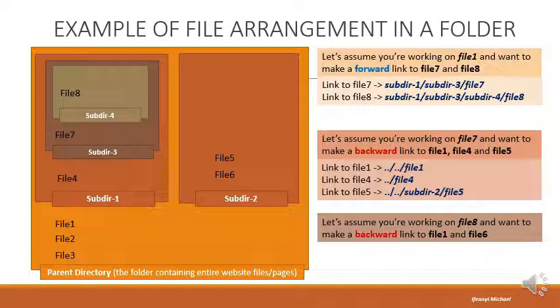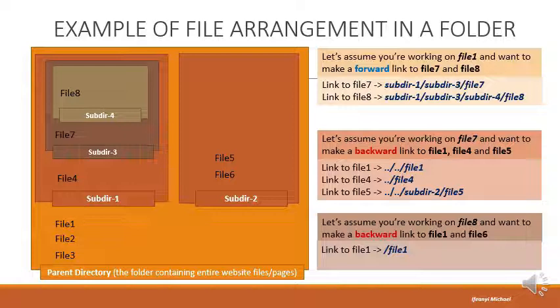Alright, we are inside file 8. I remember file 8 is deeply nested. So we don't want to take the stress or the pain of using double dot slash, double dot slash. All we need to do at this point is just introduce a single forward slash. Now this single forward slash means just catapult yourself from wherever you are and get down to the root directory.